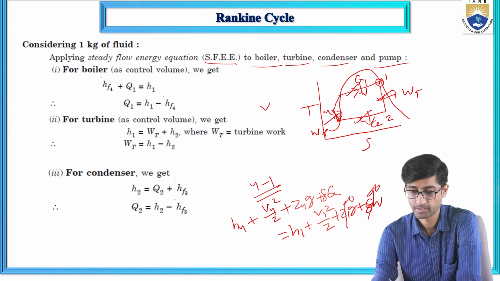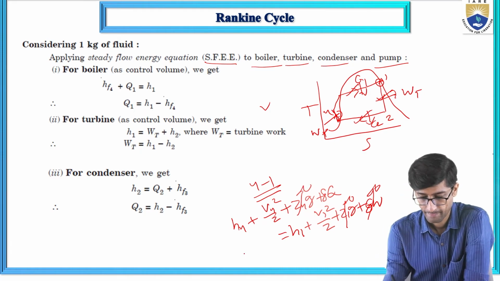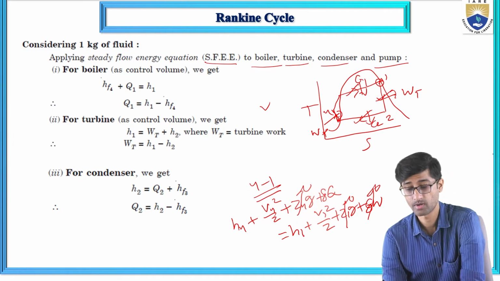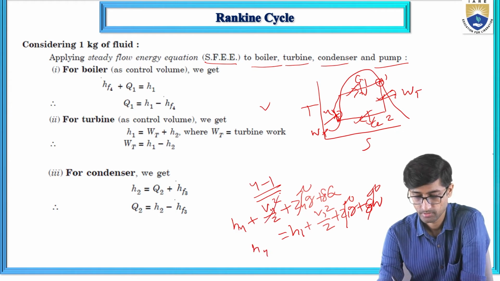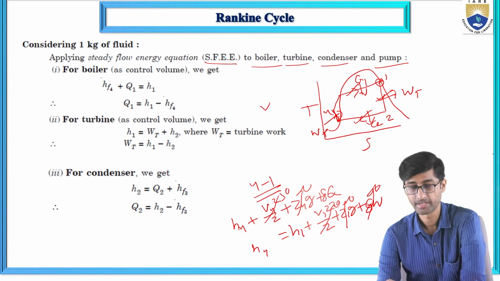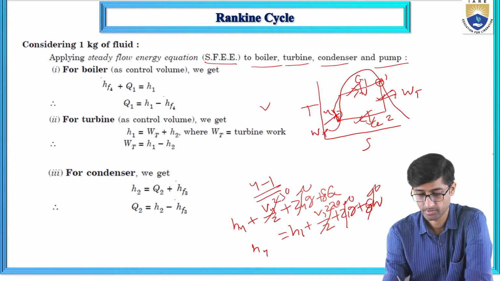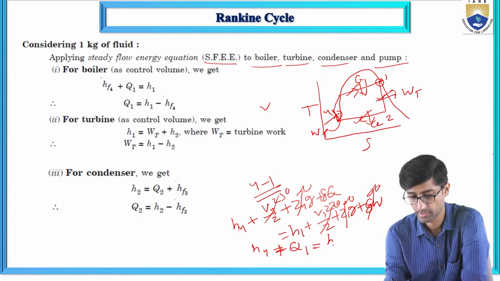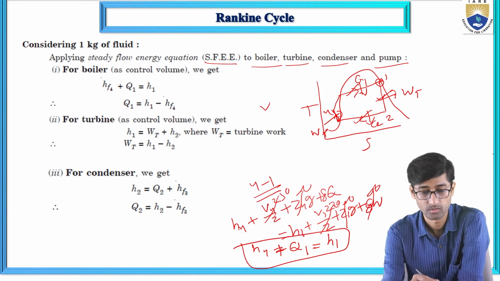We are neglecting the potential energies. So what is H4 after neglecting the potential energy, kinetic energy, and work transfer? The equation becomes H4 plus Q, where heat is supplied, that is Q1, is equal to H1. So this is the steady flow energy equation for a boiler.